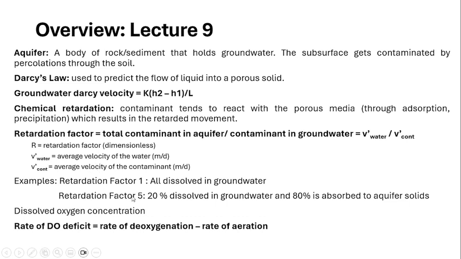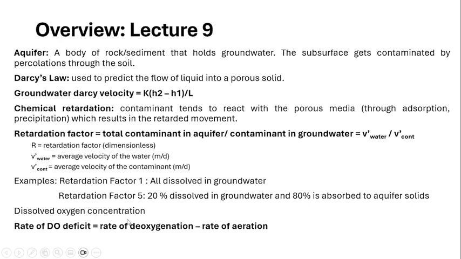And if you see this example, a retardation factor of 1 means all of it is dissolved in the groundwater. A retardation factor of 5 means it is 1/5, right? So out of 100%, 20% is dissolved in the groundwater and 80% is adsorbed to the aquifer soils. So this is how the retardation factor is calculated.